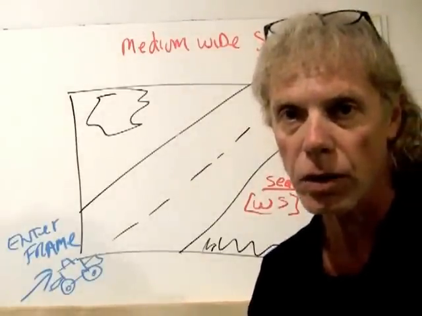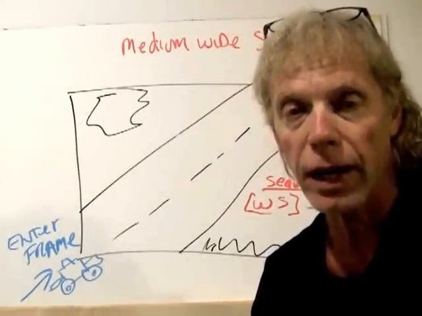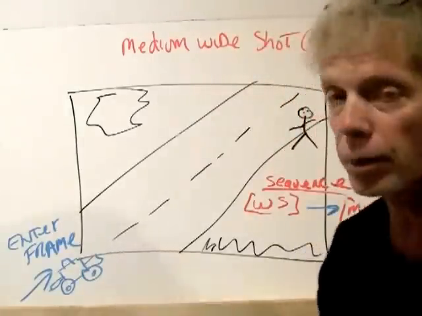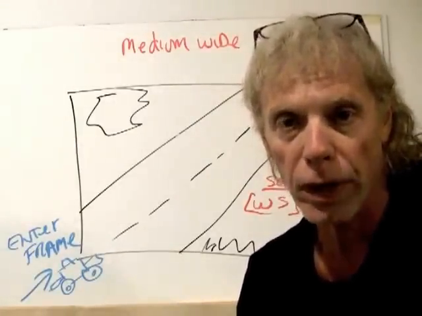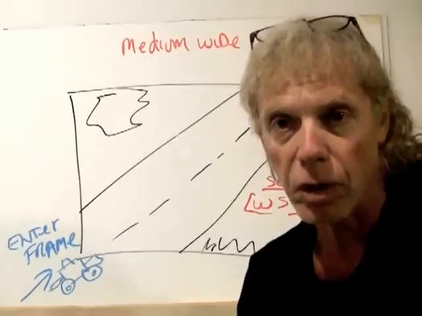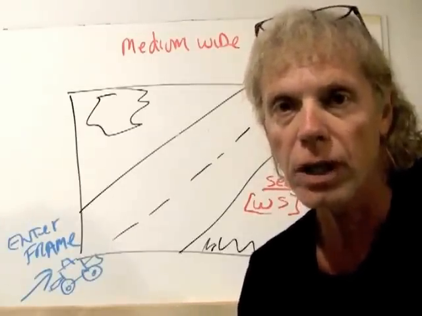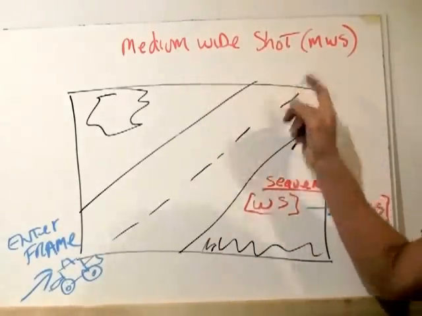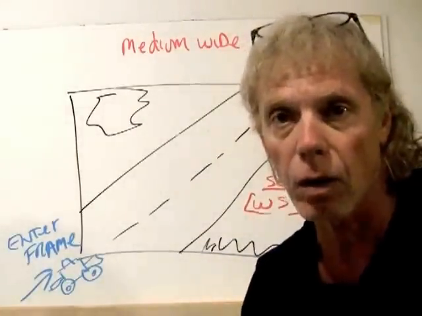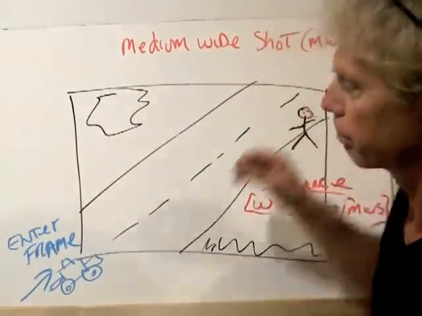Traditionally, the sequence of shots would start with a wide shot and then go to a medium wide shot. Rules, of course, are meant to be broken. If you were to reverse the order, the sequence, it would not be an issue, but just understand that the traditional wide shot to medium wide shot would be the way to go in terms of your first sequence.